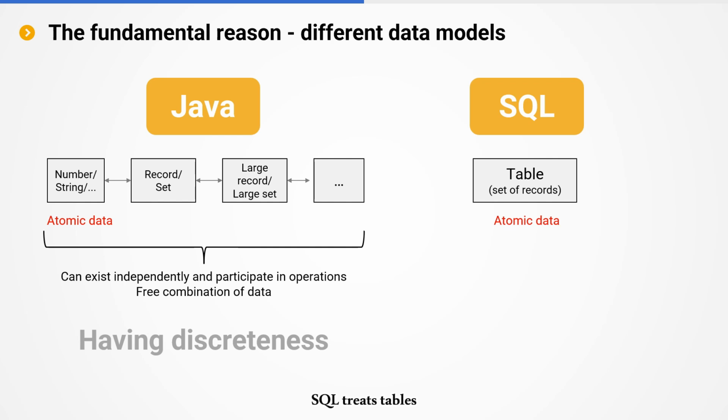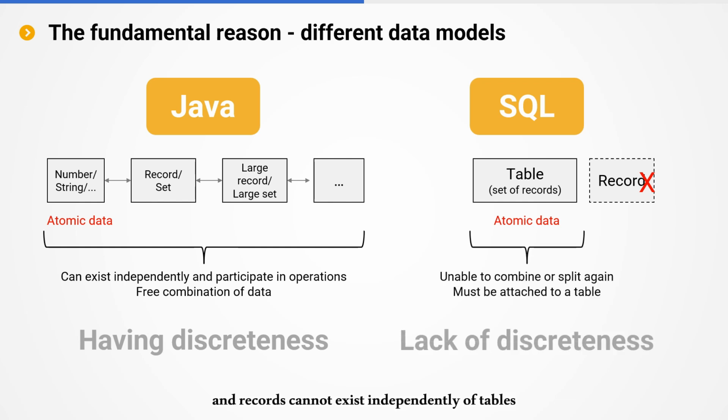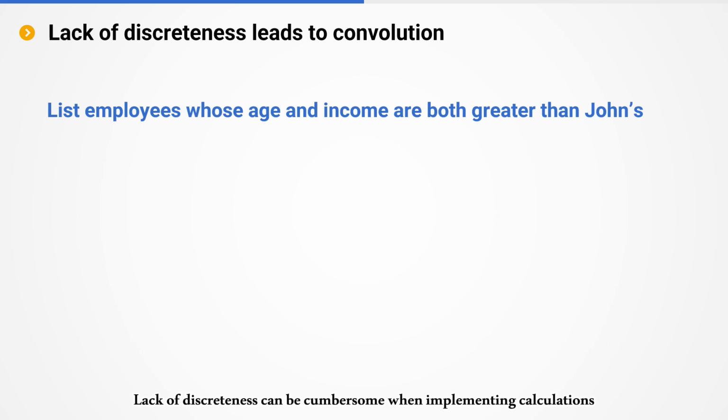SEQL treats tables, which are sets of records, as atomic data rather than being composed of more basic data. SEQL data also lacks composability. Tables are the smallest units, and records cannot exist independently of tables. A single record is essentially a table with just one record. This makes SEQL's data organization very inflexible, that is, lacking in discreteness. Lack of discreteness can be cumbersome when implementing calculations.